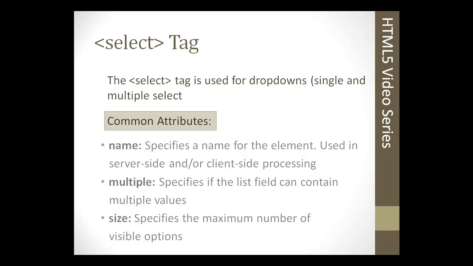And if you want it to be the kind of drop-down where you can actually select more than one, then you would have the multiple attribute. And it also has the size attribute, which would specify the maximum number of visible options. This would probably be used on the multiple type of drop-down, if they only wanted you to pick maybe 2 out of the 5 options or something like that. So that's the select tag.